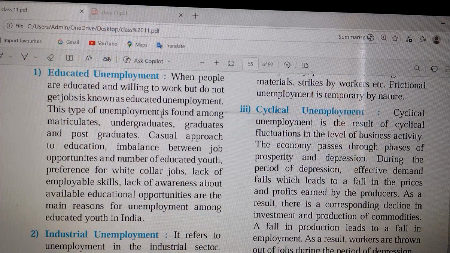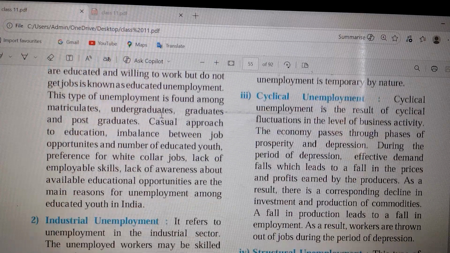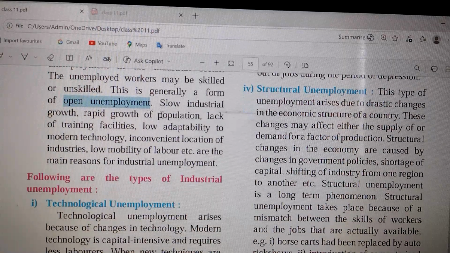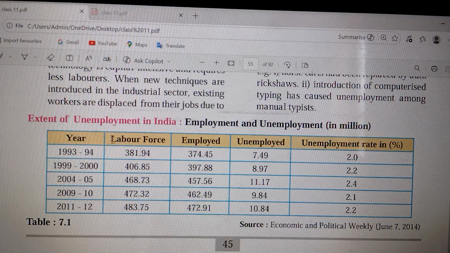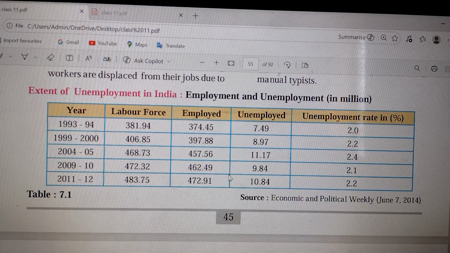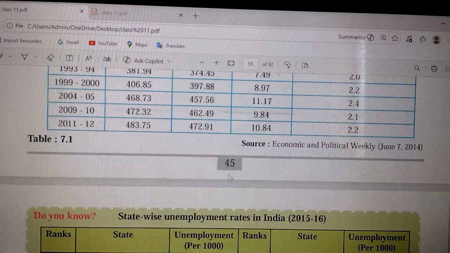Third we have cyclical unemployment. Cyclical unemployment occurs during depression in business activities; demand and production fail, so workers lose jobs. Fourth and last we have structural unemployment. Structural unemployment arises because of change in the economic structure. For example, horse carts replaced by auto rickshaws, manual typing replaced by computer typing. There are lots of examples of this, and you can see the extent of unemployment. They have given survey data also here: year, labor force, employed, unemployed, unemployment rate.